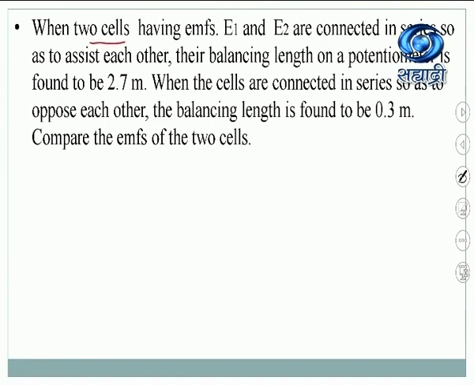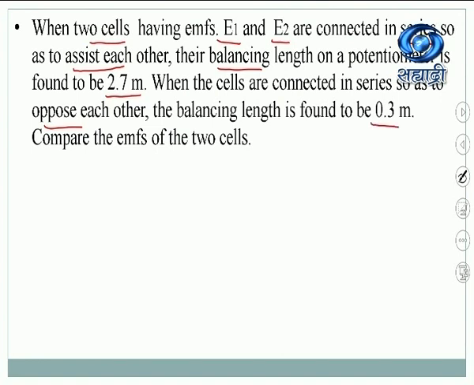When two cells having EMFs E1 and E2 are connected in series so that they assist each other. Given, they assist each other means EMF will be E1 plus E2. Their balancing length on the potentiometer wire is 2.7 meter, given. Next, when the cells are connected in series so that they oppose each other, the balancing length is found to be 0.3 meter.